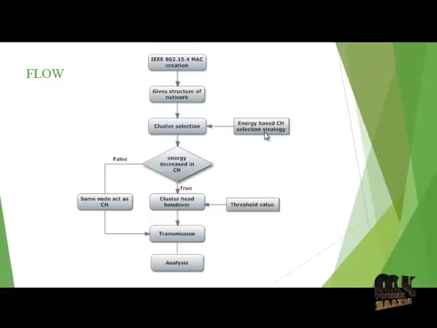Then, if the energy of the cluster head decreases, a new cluster head is selected and the data transmission is done. If the energy is decreased, cluster head handover is processed. That is, the old cluster head is replaced and a new cluster head is formed based upon the threshold value. If a node in a cluster has a high threshold value, it is set as the cluster head. Then, if the node has the highest energy, the same node acts as the CH and the data transmission is done.